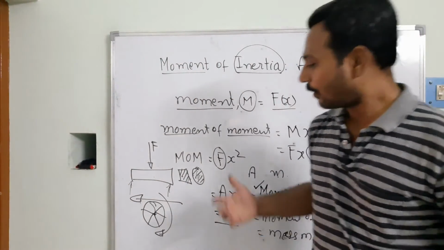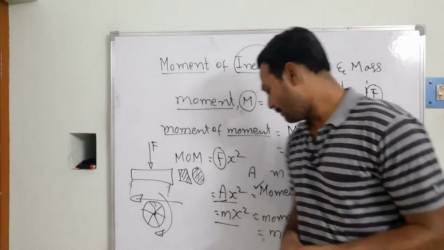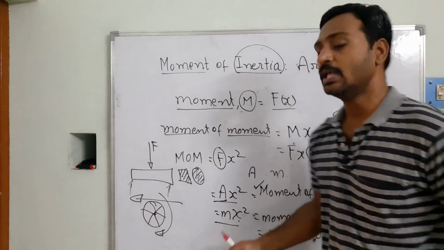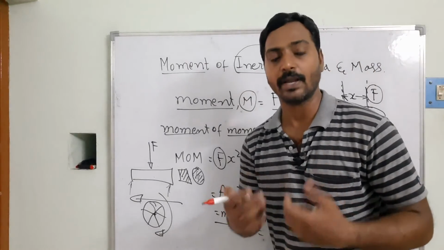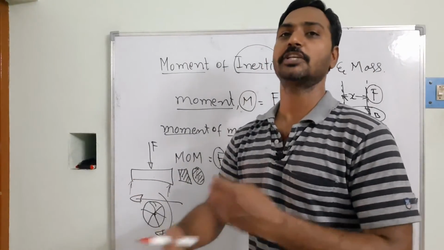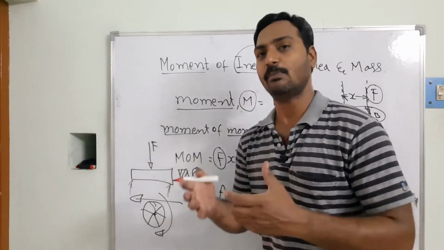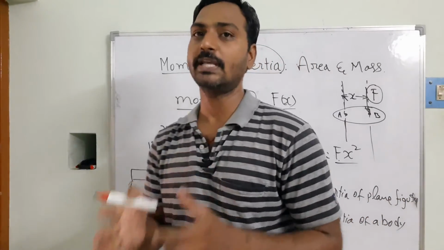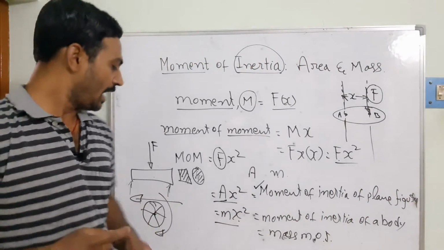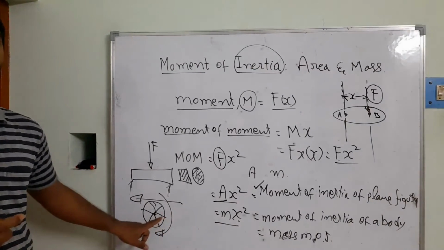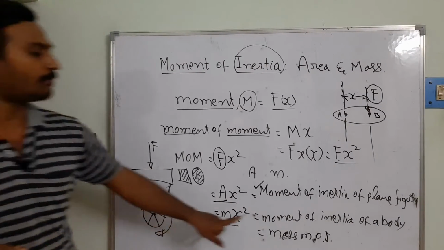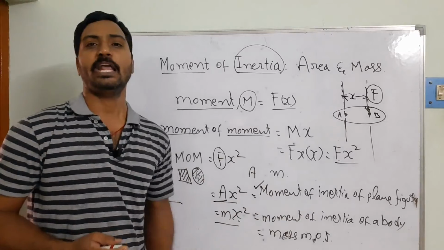So that quantity, m into x square, will be helpful to you to know how much torque is required to put the bodies in rotational motion, or how much torque is required to keep the bodies in the rest condition. Those kinds of parameters we are going to calculate from this mass moment of inertia as well as the area moment of inertia.